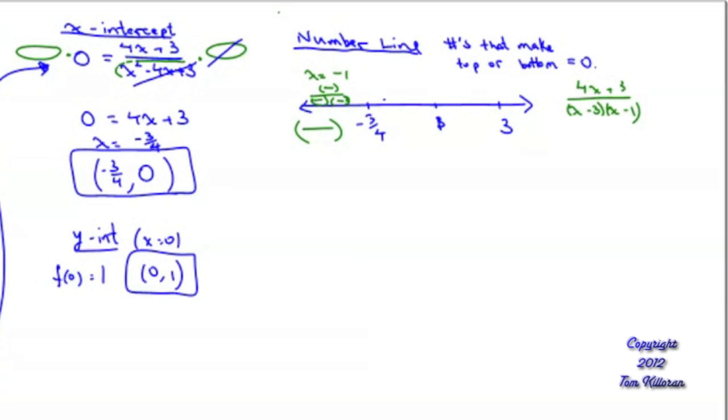All right, pick a number between -3/4 and 1. 0. 0 is always a nice one. The top becomes positive. The bottom becomes both of them negative. And positive, negative, negative is positive. Even number of negatives is positive.